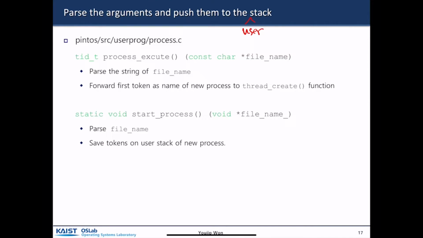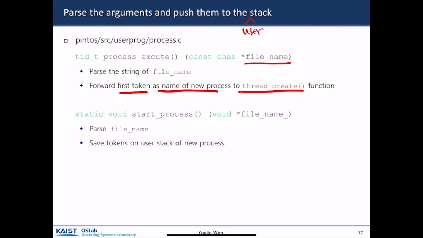So inside the process execute function, it receives the entire command line. Then it should parse the string of the file name, and forward the first token as the name of the new process to run to the thread create function. Then the thread create function will try to find the file under the name of file name and try to execute it.